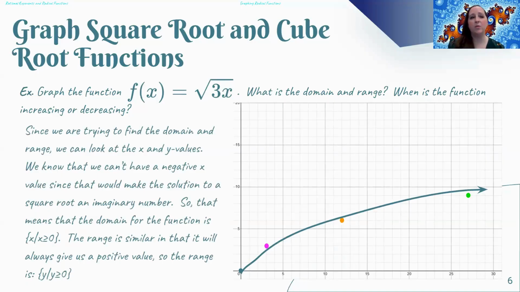Since we are trying to find the domain and range, we can look at the x and y values. We know that we can't have a negative x value since we can't have any negative square roots. So that means that our domain for the function is x, where x is greater than or equal to 0. The range is very similar in the fact that since I can't have a negative value for x or be given a negative square root, I can't have a negative value for my y's either. There's nothing that would make one side equal to the other in that case. So the range is similar in that it will always give us a positive value. So our range is y, where y is greater than or equal to 0 as well.